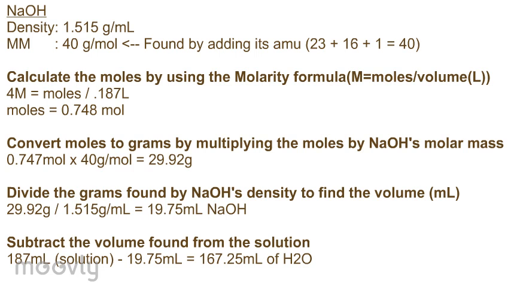Now divide the grams found by the NaOH density to find the volume in milliliters. So you take 29.92 grams divided by the density, which is 1.515 grams per milliliter, and it will equal 19.75 milliliters of NaOH.